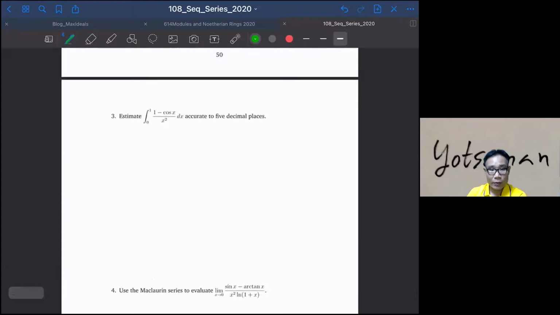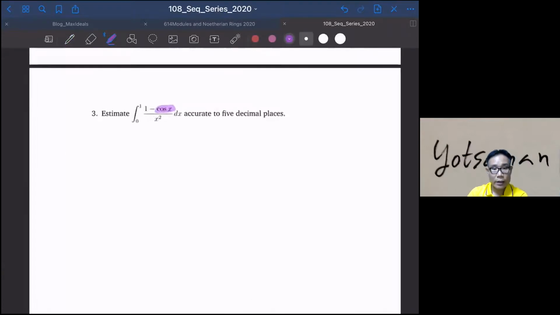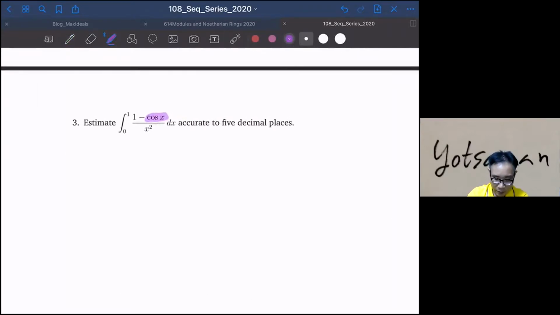Similarly, for this one, we'd like to estimate this integral from 0 to 1 of (1 minus cos x) over x squared, accurate to 5 decimal places. For this one, the first thing we're going to do is change cos x in terms of a power series.